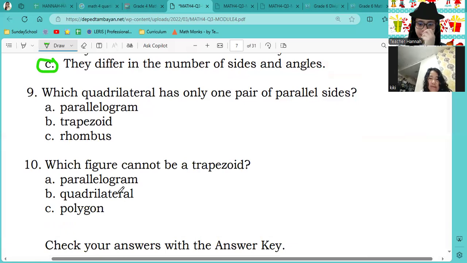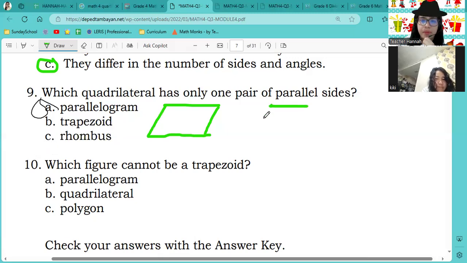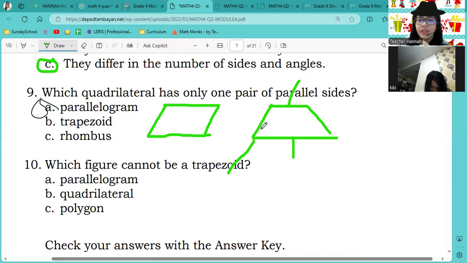Okay. So next, number 9. Which quadrilateral has one pair of parallel sides? No. Parallelogram looks like this. Or no, trapezoid now. Trapezoid. So a trapezoid has only one pair of parallel sides. This one and this one. Because these two, if you make them longer, they will intersect like this.